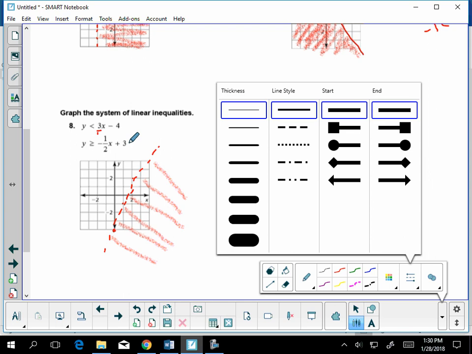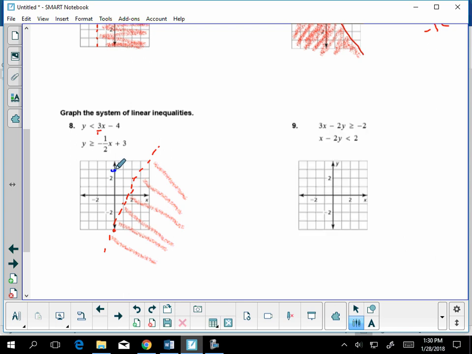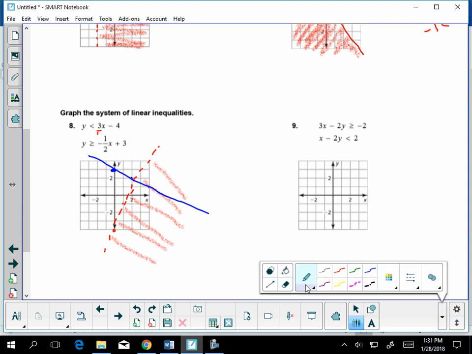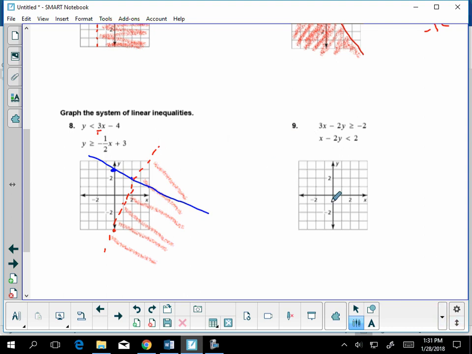There, my y-intercept is 3, so you put a dot at 3. My slope is -1 over 2, so down 1, right 2. Down 1, right 2. And that is going to be a solid line. And on that problem, I am going to be shading above, because that is a greater than.